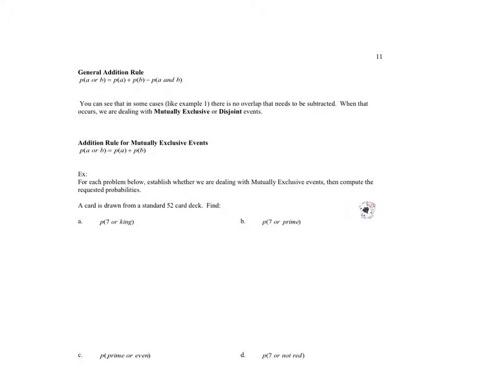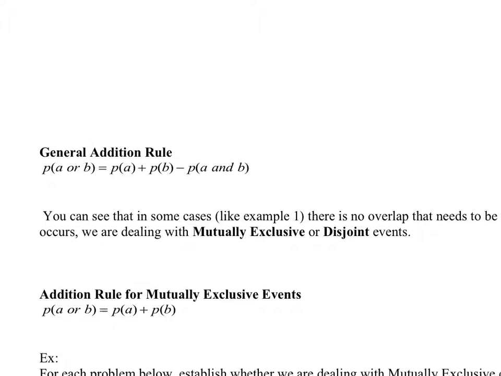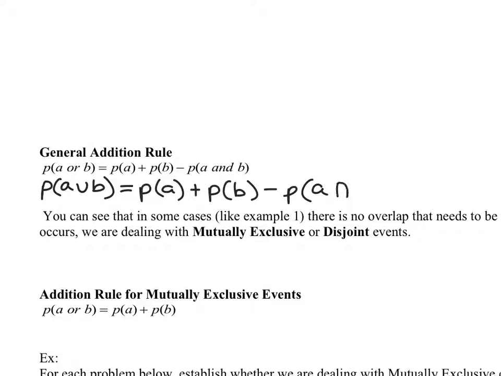All right, so that gives you the general addition rule, which is basically a formulaic approach of saying what I was saying on the previous page. In terms of the way the AP likes to write it, A union B is equal to the probability of A plus the probability of B minus the probability of the intersection of A and B.